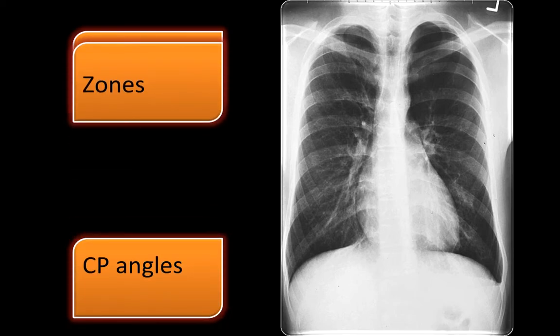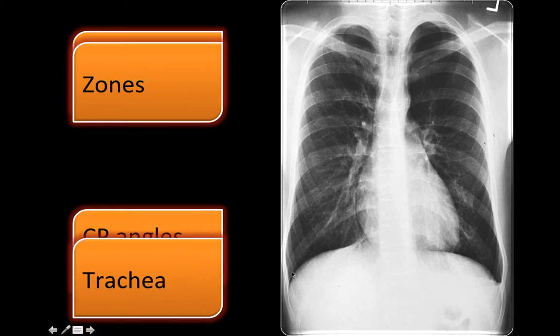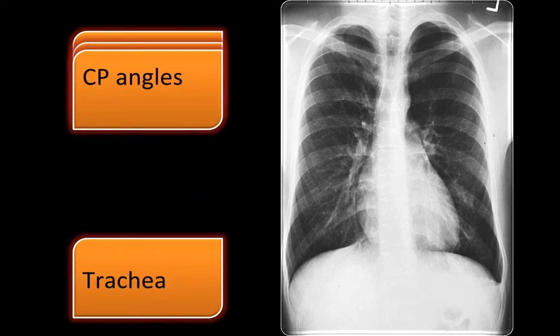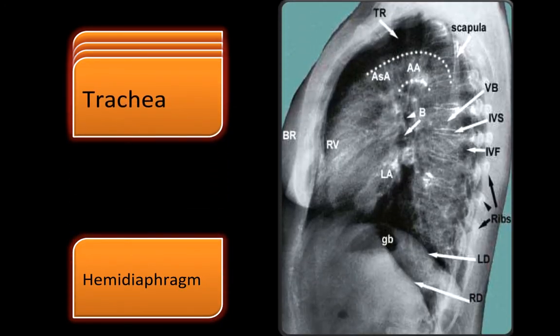Okay, the CP angles, I mean the cardiophrenic or the costophrenic angles, both can be used, but in case of PA view, we usually use the costophrenic angles, the diaphragm and the chest wall. So this is the costophrenic angles. And the trachea is quite important. You see, it's quite easy, the lucent areas, because they contain air like the lungs, and of course try to check whether it is shifted to either side or not. And the hemidiaphragm.